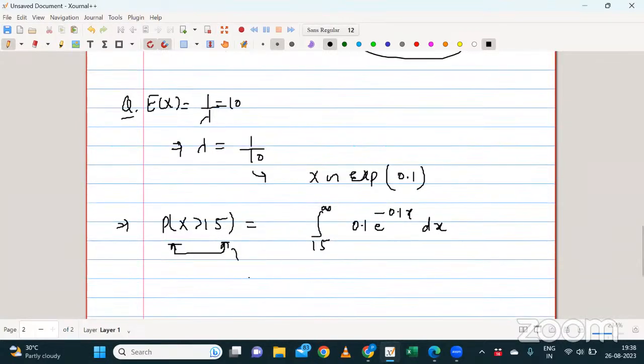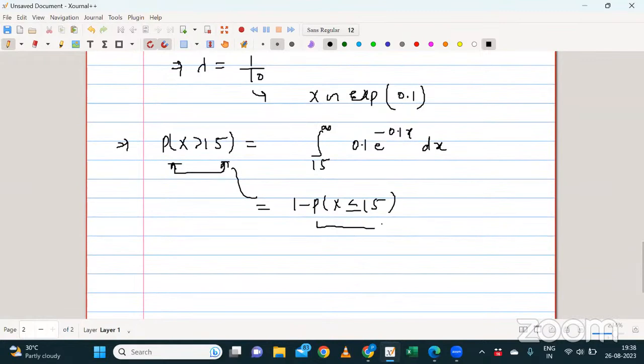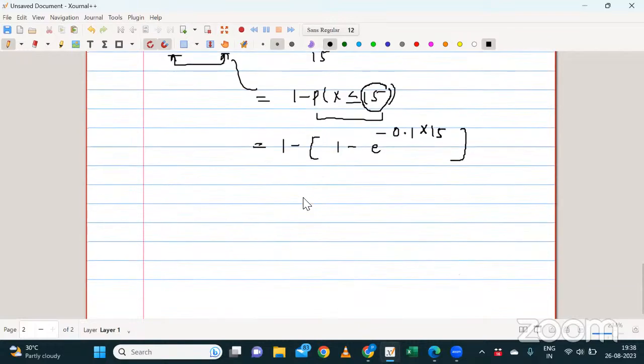Suppose you don't know the integration. What you can do is 1 minus the probability that x is less than or equal to 15. And I know what this is: this is the CDF of the exponential distribution, 1 minus e raised to the power minus lambda x. So lambda is 0.1 and x is 15, so 1.5. Everyone is getting this one? Yes, sir. Which question, sir? Can you please scroll up?